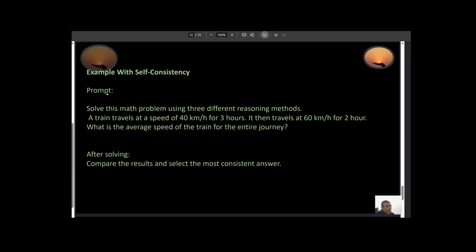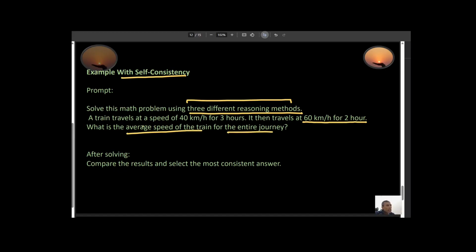Now, look at this prompt. In this prompt, I'm using self-consistency. Solve this math problem using three different reasoning methods. So I'm asking AI to use three different reasoning methods right here. A train travels at a speed of 40 kilometers per hour for 3 hours. It then travels 60 kilometers for 2 hours. What is the average speed of the train for the entire journey? The question is the same, but I've just added this particular part right here. After solving, compare the results and select the most consistent answer. I'm also giving this instruction right here. So these statements are responsible for self-consistency.